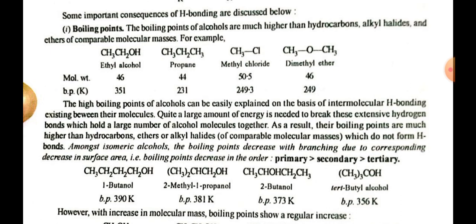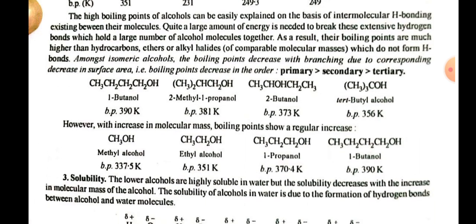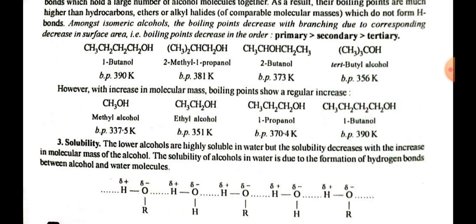Amongst isomeric alcohols, the boiling points decrease with branching due to corresponding decrease in surface area. That is, boiling points decrease in the order primary, secondary, and tertiary. However, with increase in molecular mass, boiling points show a regular increase.